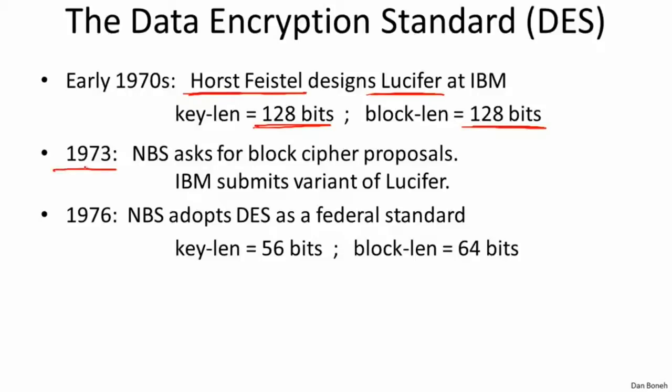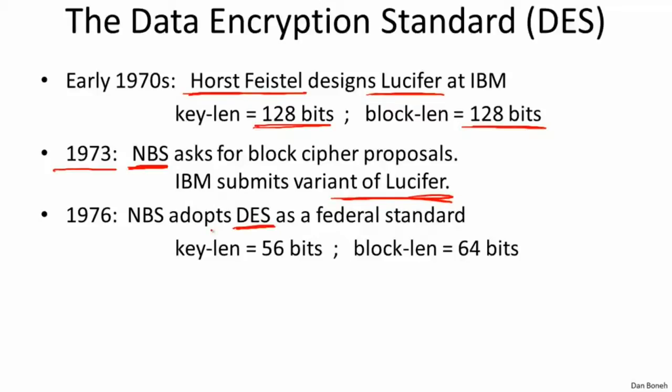So in 1973, the National Bureau of Standards, as it was called at the time, put out a request for proposals for a block cipher that was going to become a federal standard. And IBM submitted a variant of Lucifer. That variant went through some modification during the standardization process. And then finally, in 1976, the National Bureau of Standards adopted DES as a federal standard.